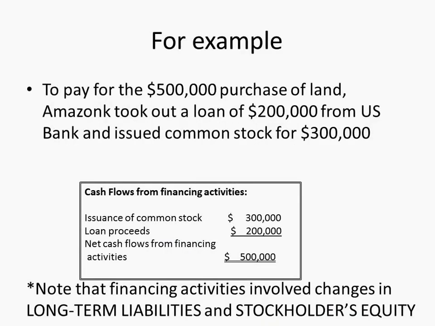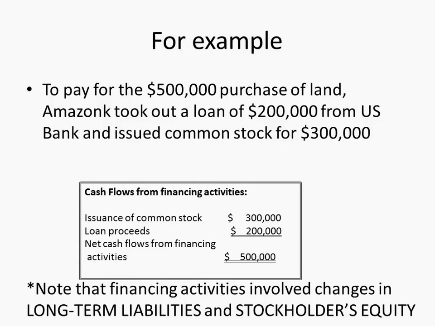So to pay for the $500,000 purchase of land, Amazon took out a loan of $200,000 from U.S. Bank and issued common stock for $300,000. So in the cash flow from financing activities, issuance of common stock $300,000, loan proceeds $200,000, net cash flow from financing activities $500,000. So again, just to reiterate, the financing activities involve changes in long-term liabilities and stockholders' equity.